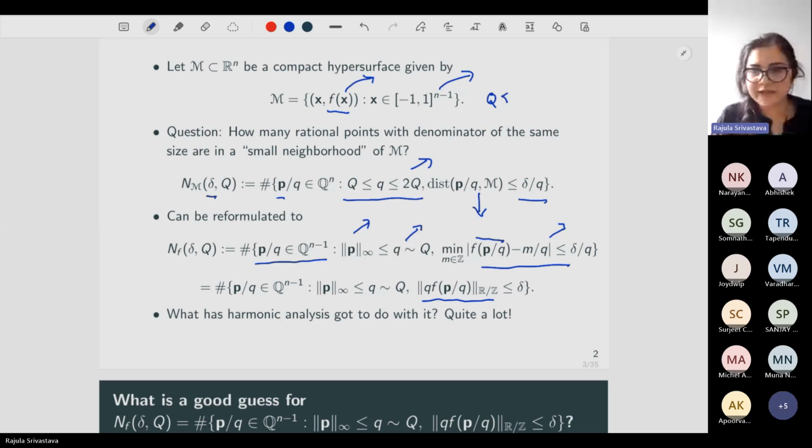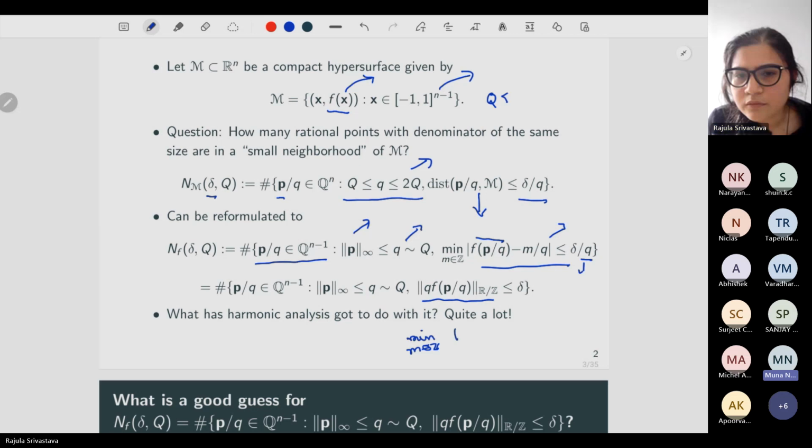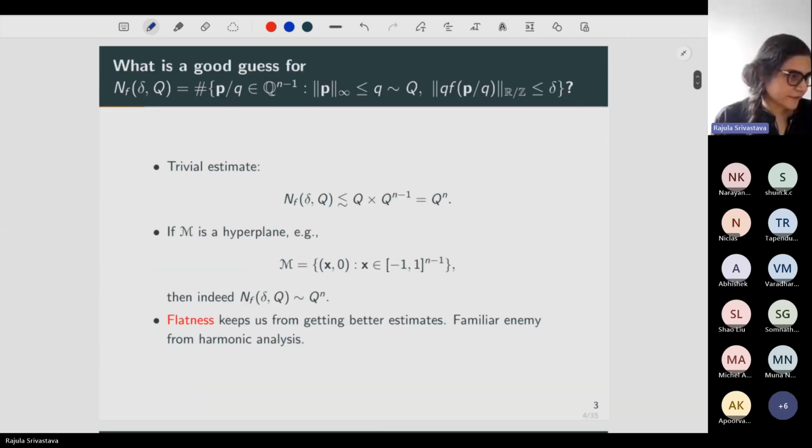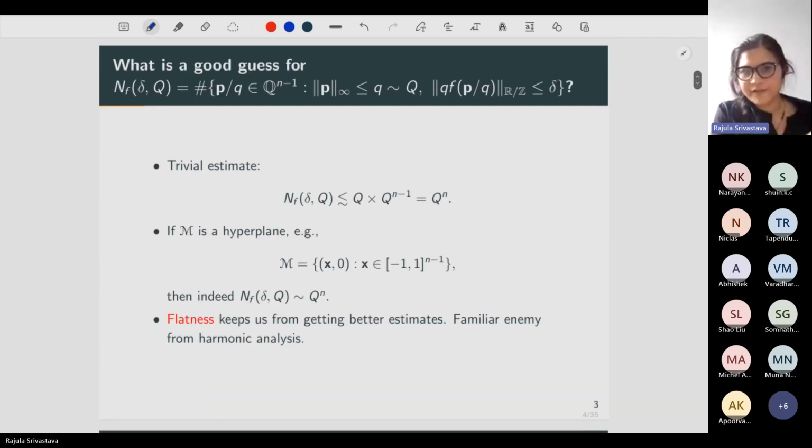But before delving into all of that, let's first see what this thing is: q times f of p over q, norm R over Z, what does that mean? Yeah, this is the distance to the nearest integer. So it's the minimum over all integers. Basically this condition, but you multiply throughout by q. So q f of p over q minus m, and then you take an infimum or minimum. Okay, thank you for the clarification. It's nice to keep. So you have the definition right here.